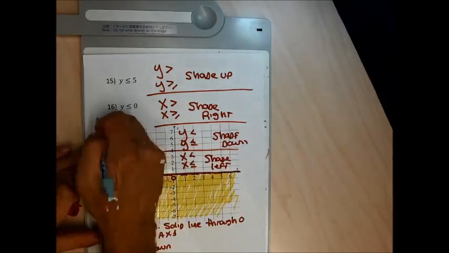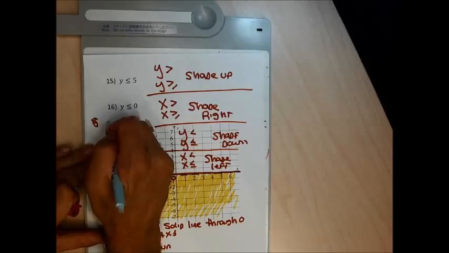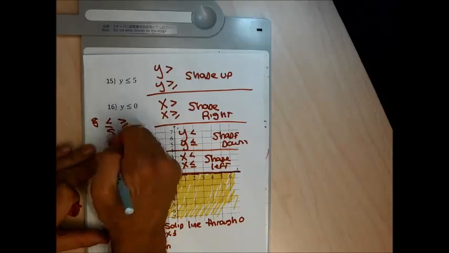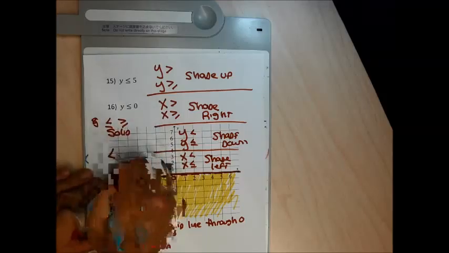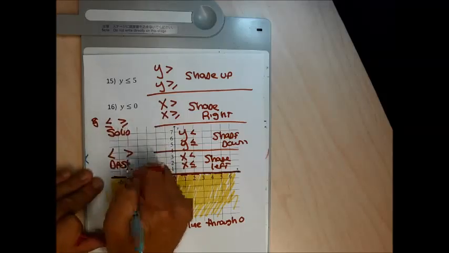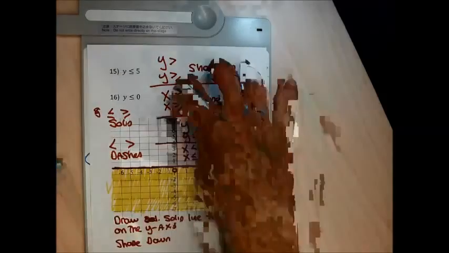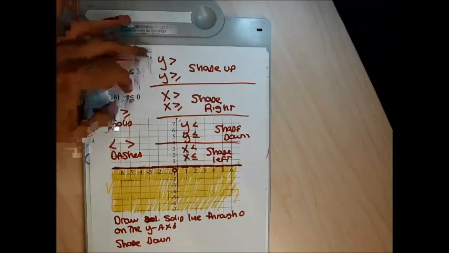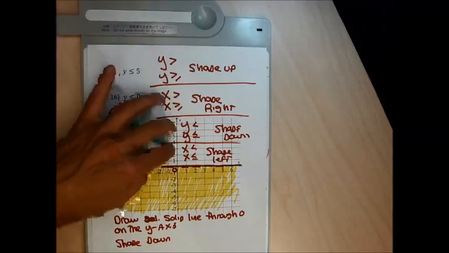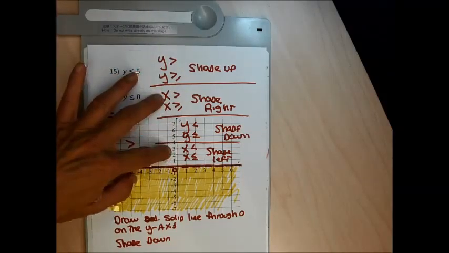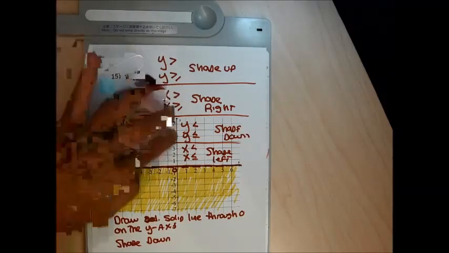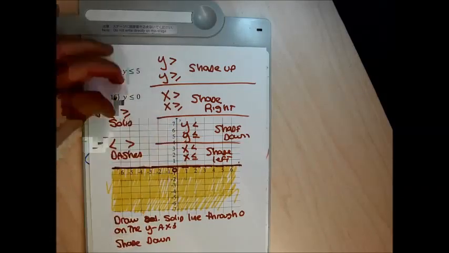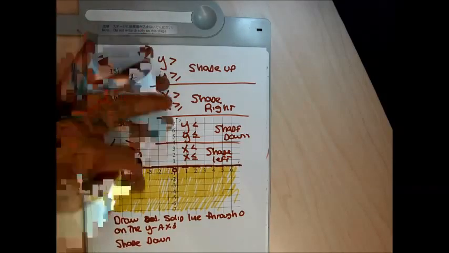And in general, if you get an or equal to, you get a solid. And if you don't have an or equal to, you get a dashed. That's about everything really succinctly abbreviated for what we did. So y's only are horizontal lines, greater thans are up, less thans are down. X onlys are vertical lines, greater thans are right, less thans are left. Or equal tos are solids, not or equal tos are dashed.